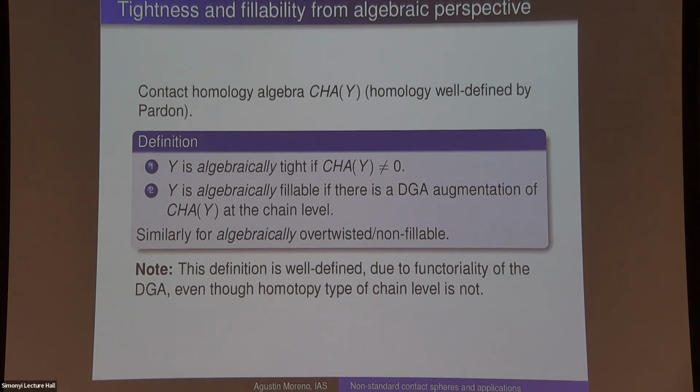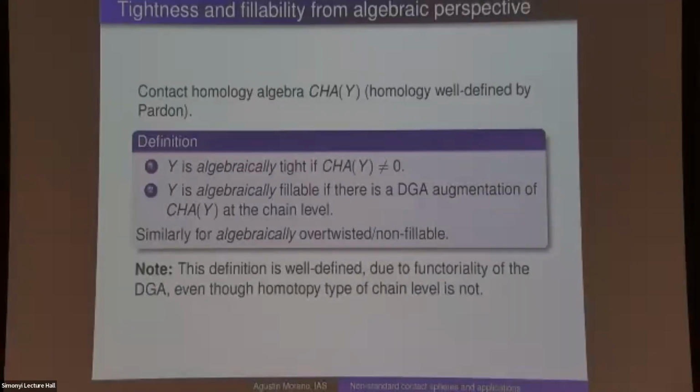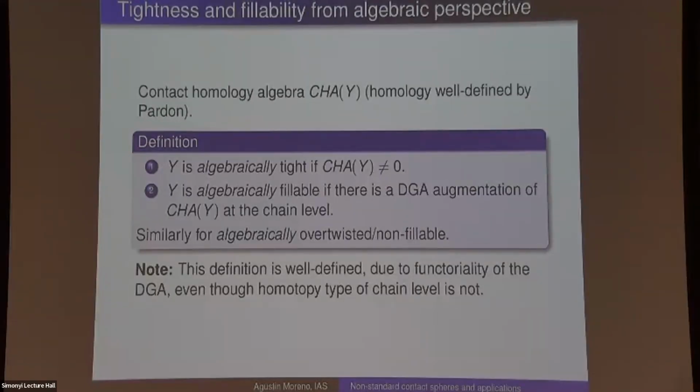For that, we'll consider the contact homology algebra, which is a well-defined object by, for example, work of Bowden. The definition is, I will want to say that my contact manifold is algebraically tight if its contact homology is non-zero. And then we want to say that it's algebraically fillable if there is a DGA augmentation of it. There are similar definitions for algebraically overtwisted and non-fillable. Algebraically overtwisted just means that the contact homology is zero, and algebraic non-fillability means that there is no DGA augmentation at the chain level.